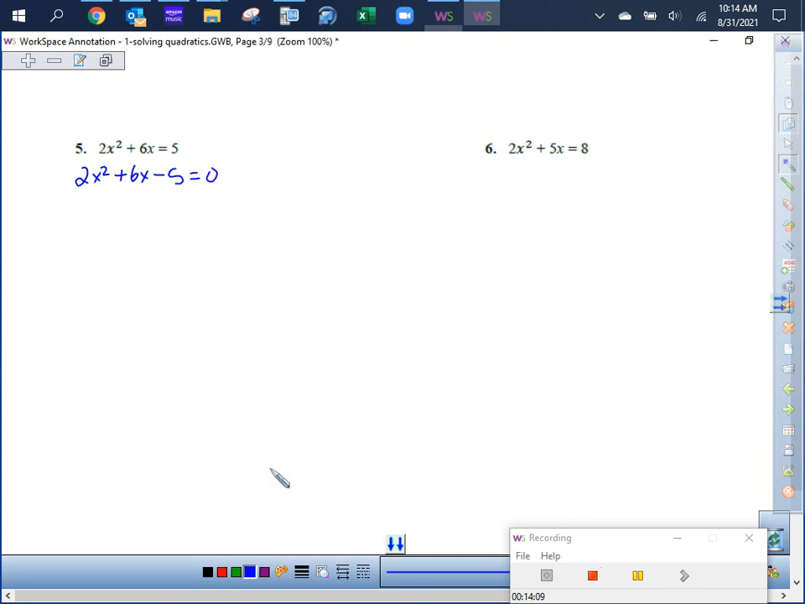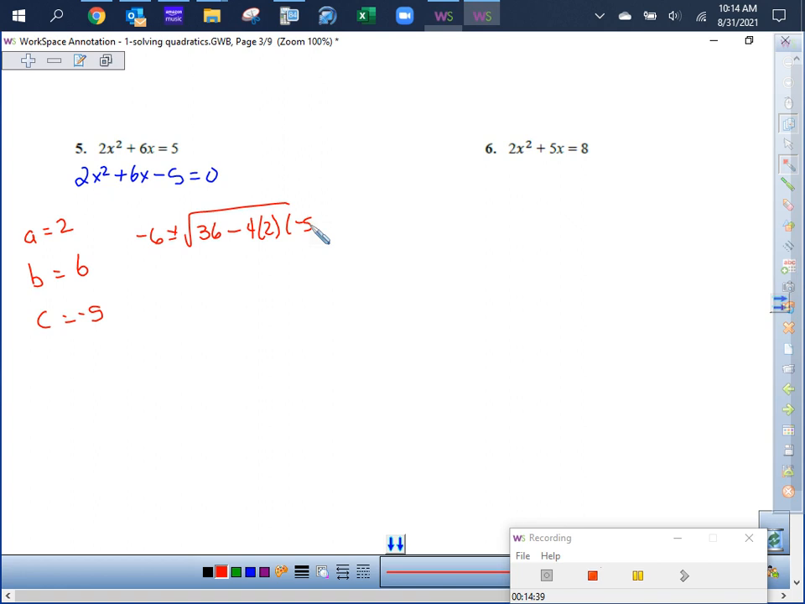All right, we had to subtract the 5 over. Now we got a new A value. We've had A be 1 every time, so it's different. A is 2, B is 6, C is -5. We're done with that. Sub them into the quadratic formula. B squared is 36 minus 4 times A times C.